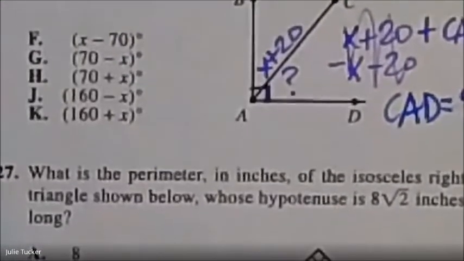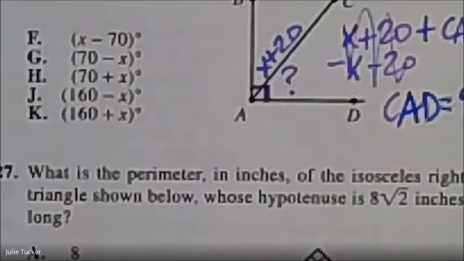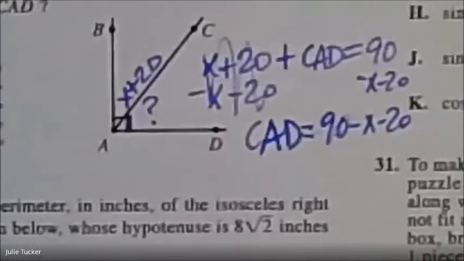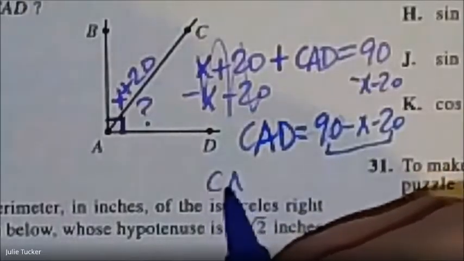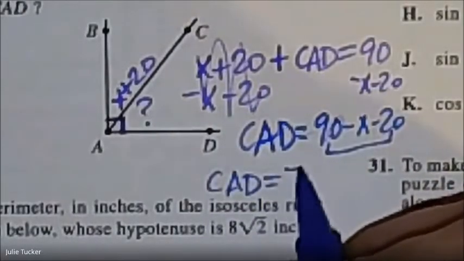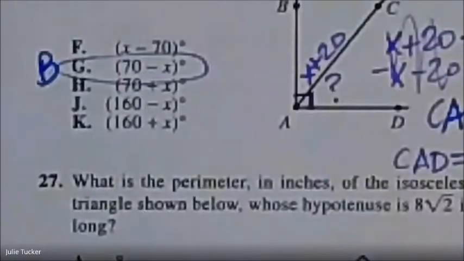Okay, so which one of these looks like the same idea as 90 minus x minus 20? Well, where did they get the 70 from? What do you think? Didn't they just do this? Yeah. Okay, so CAD is 90 minus x minus 20, which is B. Which is really G, but it's B.